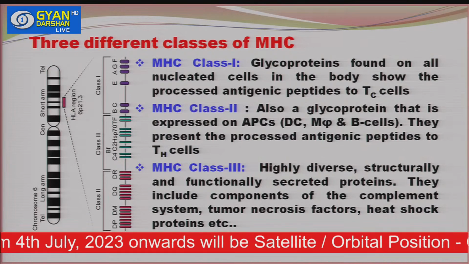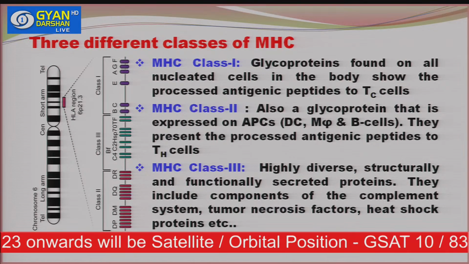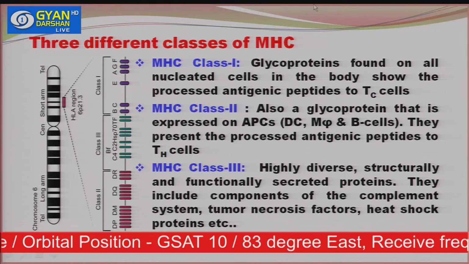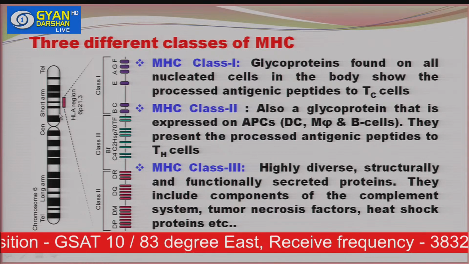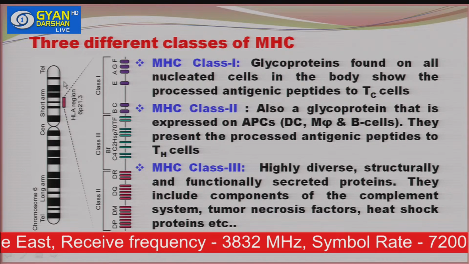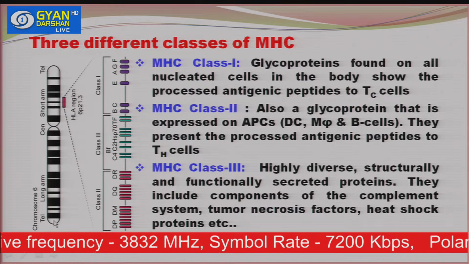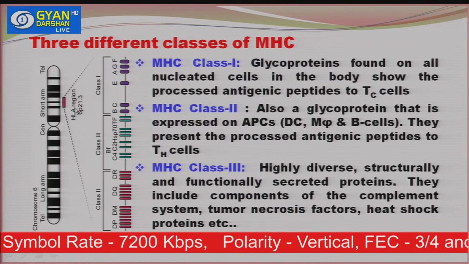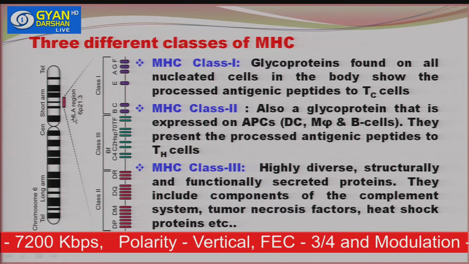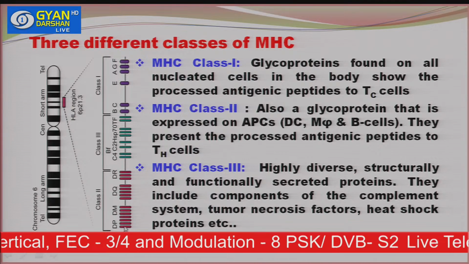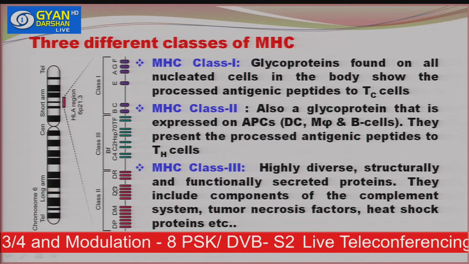There are three different classes of MHC molecules: MHC class I, MHC class II, and MHC class III. Here in these chromosomes, you can see the long arm, the short arm, the centromere, and the telomeres. Here is a very important part known as the HLA, the HLA antigens. They have specific sites, and in these sites there are certain genes: DP, DM, DQ and DR.